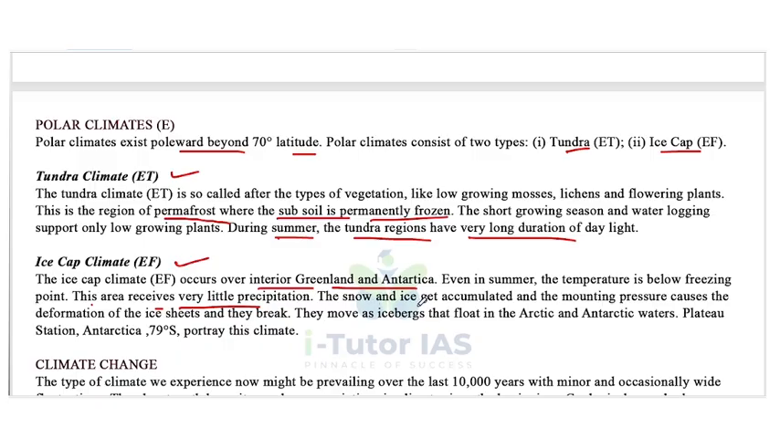The snow and ice get accumulated, and the mounting pressure causes the deformation of the ice sheets, and they break. They move as icebergs that float in the Arctic and Antarctic waters. Plateau Station, Antarctica, at 79 degrees south, portrays this climate. That is the ice cap climate.